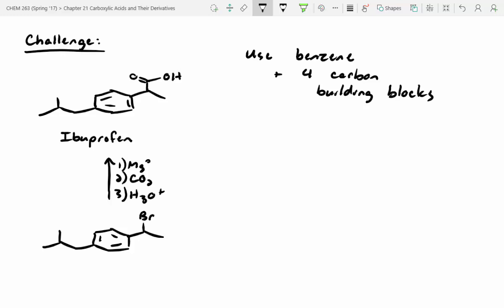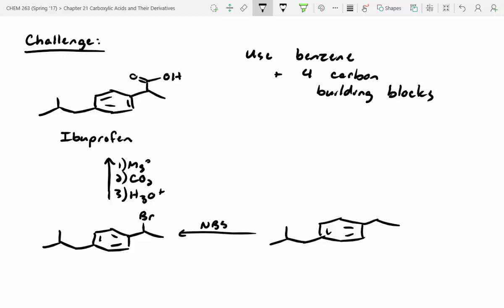Okay, so now working backwards even one more step. How could we install that bromine? Yep, NBS. But then we kind of run into a bit of a problem, right? Why is this a problem? Oh yeah, we've got potentially a problem there. So now we've got to come up with a workaround. So let's try to figure out a way around this.